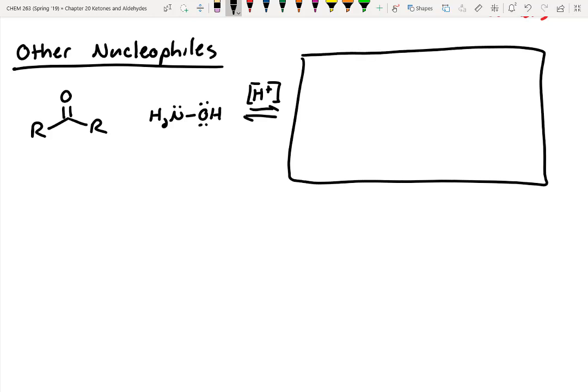Well, let's think about this, right? We've got a nitrogen that could act as a nucleophile, and we also have an oxygen that could act as a nucleophile. Which one's more competitive as a nucleophile? Which one's holding on to its lone pairs less tightly? Nitrogen, which means its lone pairs are more available to act as a nucleophile, right? So that means that this nitrogen must be more nucleophilic.